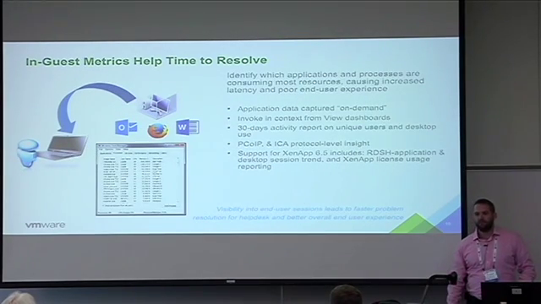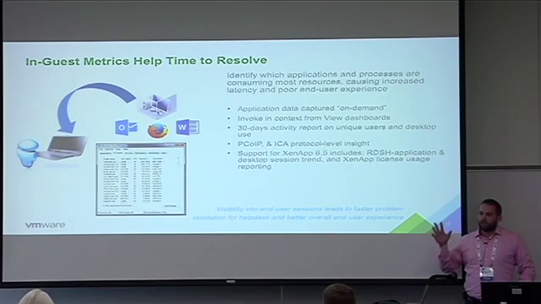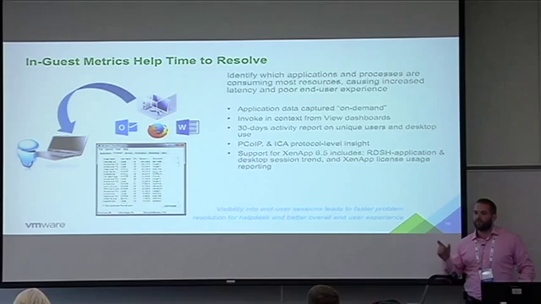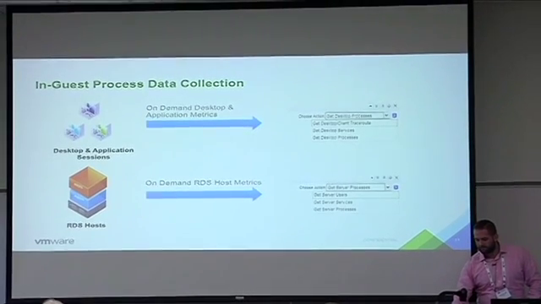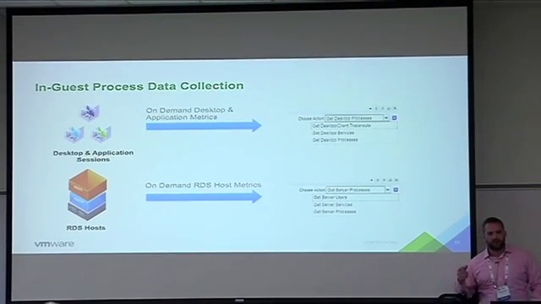Collect in-guest metrics, right? So we can actually go in and, on demand, collect in-guest metrics, both for VDI and RDSH. Just like opening up Task Manager on that machine, you can do that from within vROps and see the session, CPU, memory, etc., just like in Task Manager. But again, single pane of glass management within vROps to be able to do that. It also gives PCoIP and ICA protocol level insight. And again, it works with XenApp 6.5, XenDesktop, and Horizon. So again, both desktop and application sessions and RDSH hosts are supported.